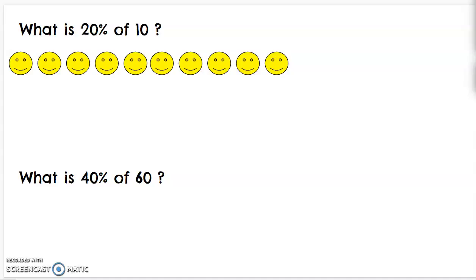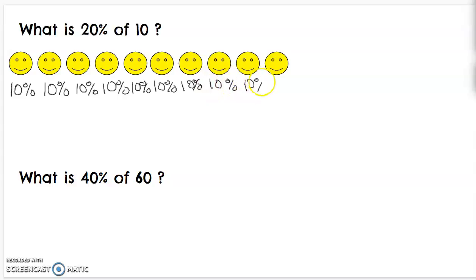Okay, we're going to look at percent proportion and move it into percent equation. Let's go over basics real quick. So if I have these 10 smiley faces, that means that each of these would be 10% in order to make 100% of the smiley faces. So if I need to find 20%, then that means that would be 2 smiley faces. Okay, we just found 20% of 10.